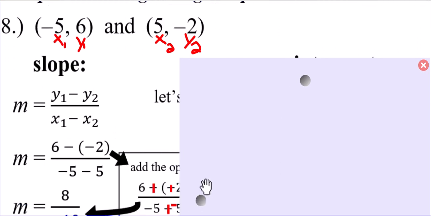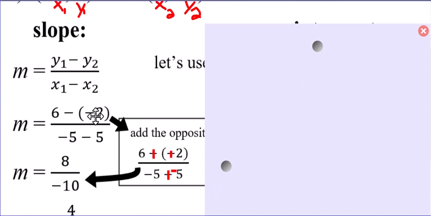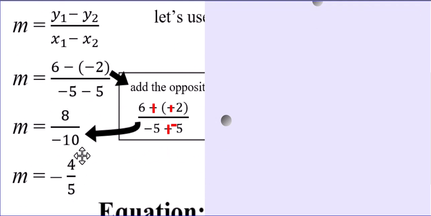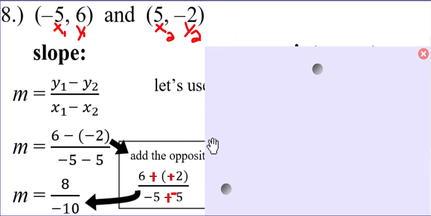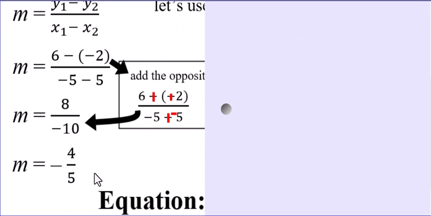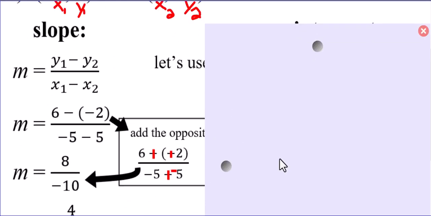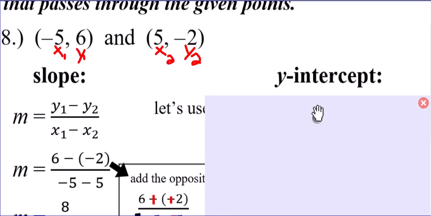Now, you will make subtraction become adding the opposite if you're subtracting by a negative or if you're subtracting from a negative. So make those things adding the opposite. 6 plus 2 is 8, negative 5 and negative 5 makes negative 10. This reduces to negative 4/5. So we now have our slope, but we don't have our y-intercept yet.